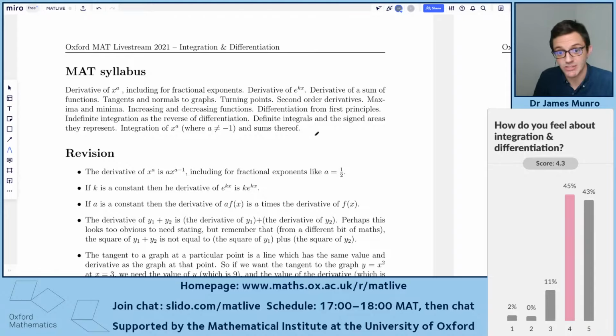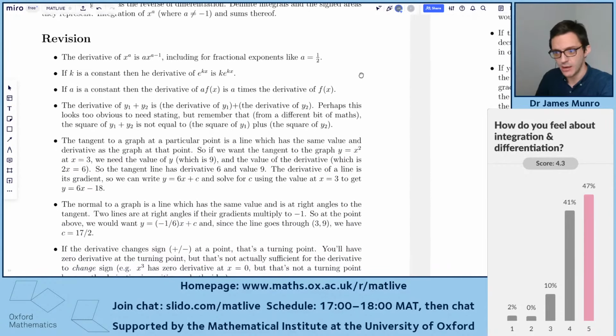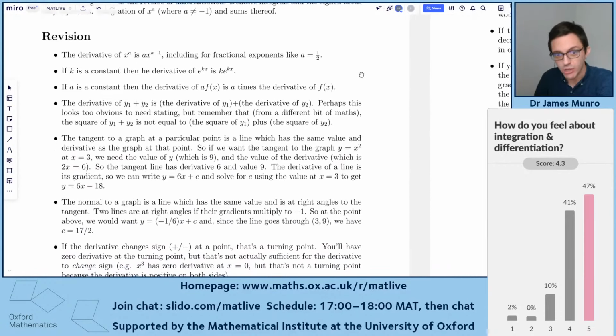If you want to do some revision, if you want to see some maths, maybe you've never seen it before, but you want to learn about integration and differentiation, I've written some brief revision notes in the revision section. I'm not going to go through them now on the stream, but they're part of the worksheet, which is on the MAT Live website, including things about derivatives of sums not working in the same way as squares of sums, and all of that stuff I just said about chords is written in a nice paragraph there. So if you didn't catch it live, then there it goes.